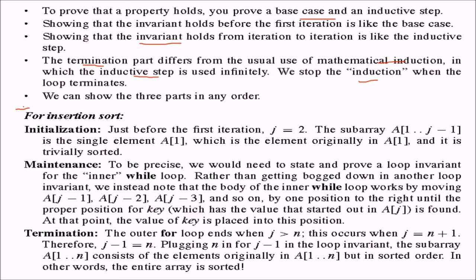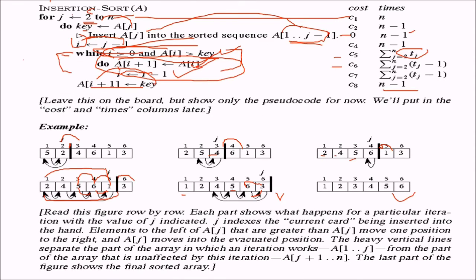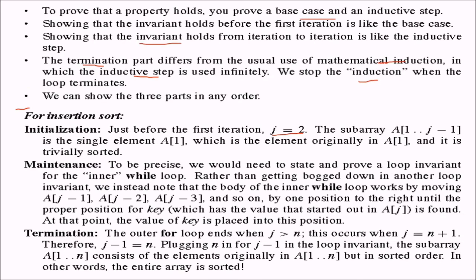Just take an example. For insertion sort, the initialization is just before the first iteration. We start with j equal to 2. You must have noticed here we started j from 2, right? So the subarray A[1..j-1], just previous to j equal to 2, is only a single element. That is A[1], the element originally in A[1], and it is trivially sorted. So initialization is complete.